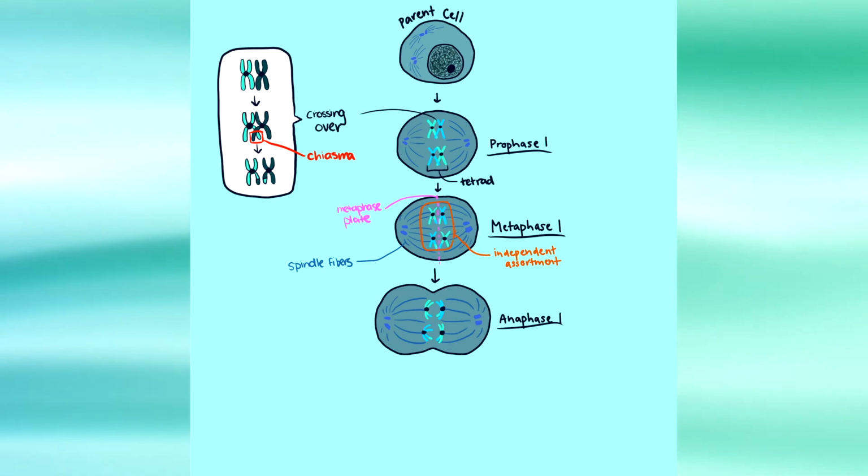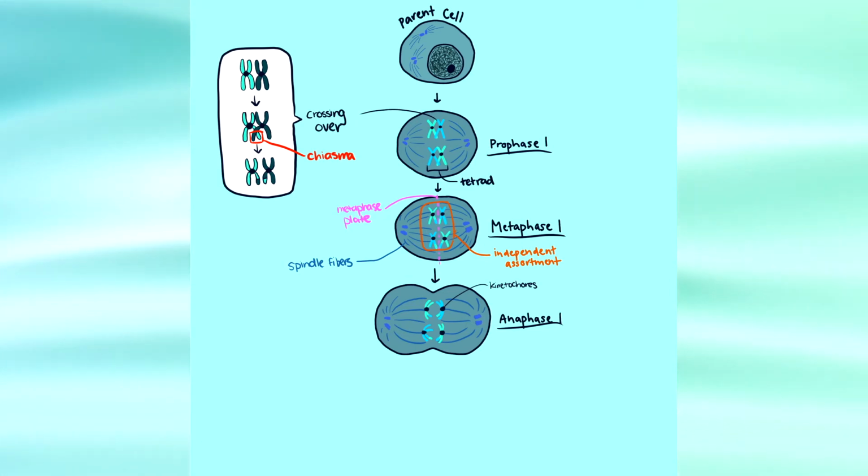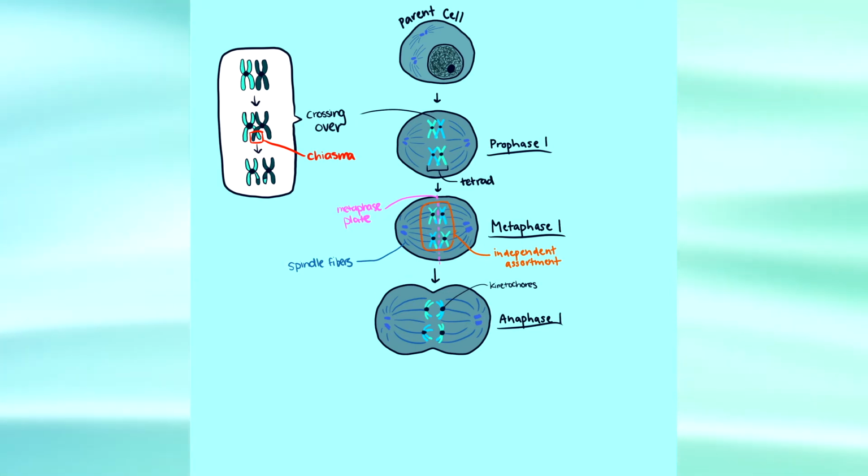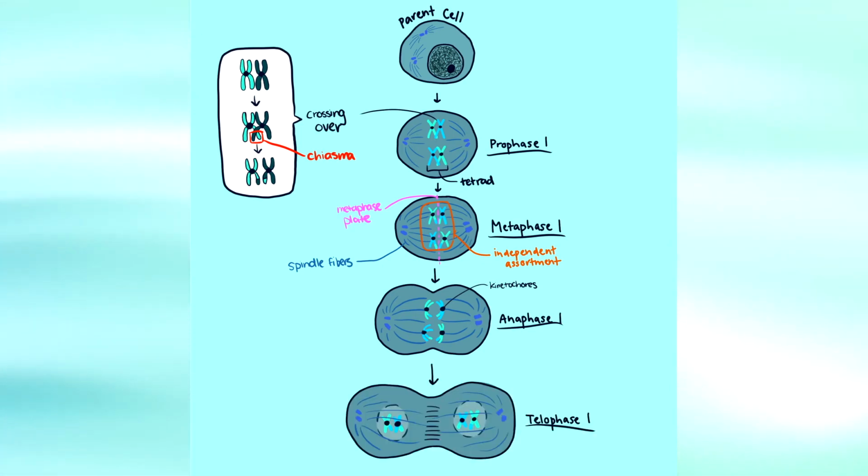Next is anaphase 1, where the tetrads are divided back into homologous chromosomes and pulled apart by spindle fibers to opposite sides. Remember that these spindle fibers are made from centrioles and connect to the kinetochores on the centromeres of the chromosomes. Telophase is the last step of meiosis 1.